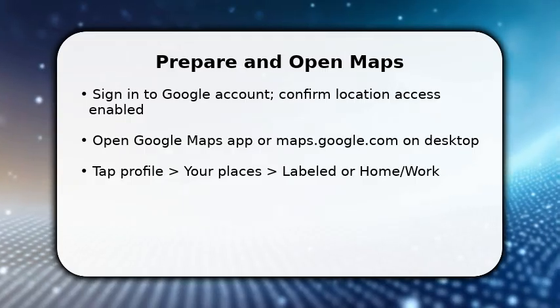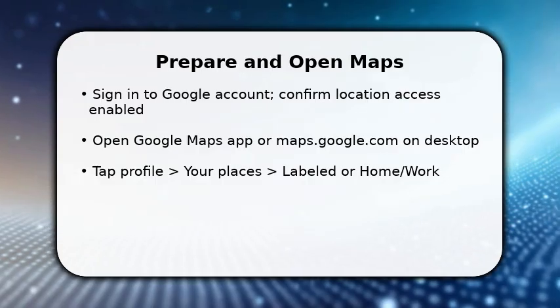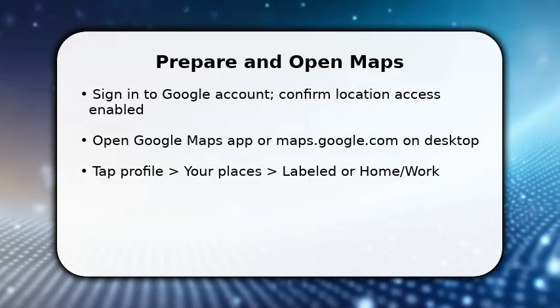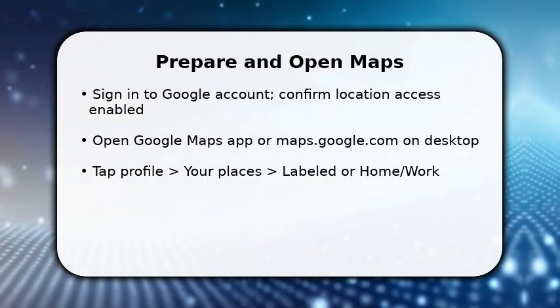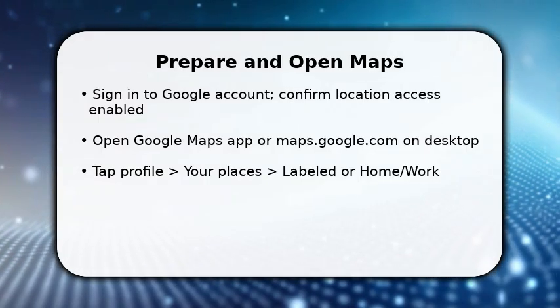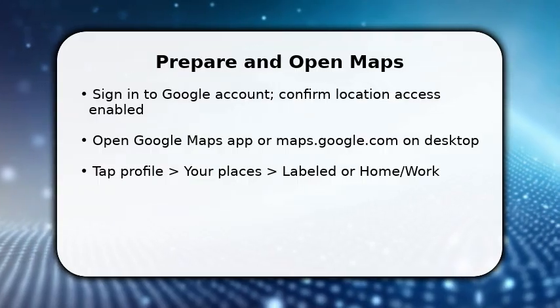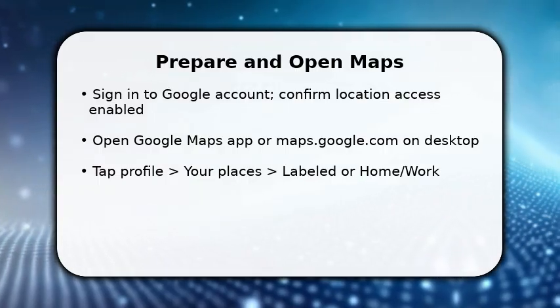You'll start by confirming permissions and signing in. This ensures edits save to your account. Once done, open Google Maps on your phone or desktop and go to your profile. Make sure location services are allowed because Google needs precise coordinates to update a place.